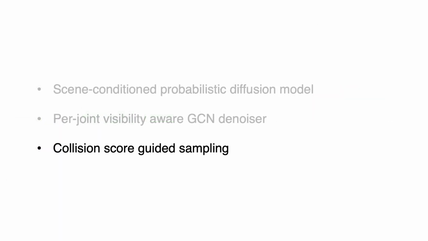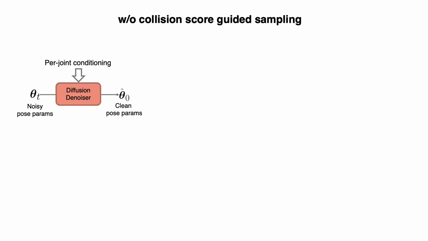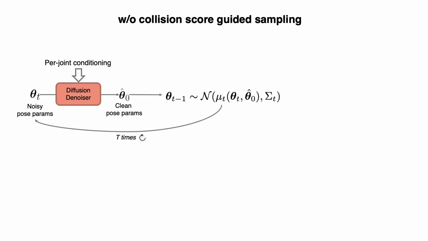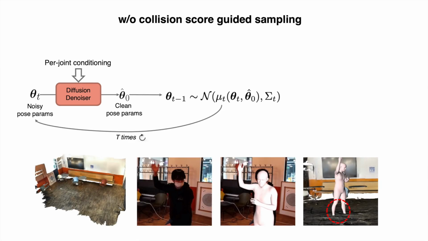Apart from the scene conditions for the denoiser, the diffusion sampling is further guided by a collision score to resolve human scene interpenetrations. In the standard diffusion sampling process, at each denoising step t, the denoiser predicts the clean body pose, which is noised back to theta t-1 by sampling from a Gaussian distribution. The sampled results still exhibit human scene collisions.